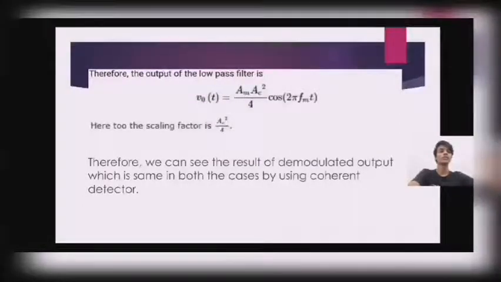v0 = Am Ac²/4 cos 2πfmt. Here also the scaling factor is the same, that is Ac²/4. Therefore we can see that the demodulated output is the same in both cases, the upper sideband and the lower sideband.